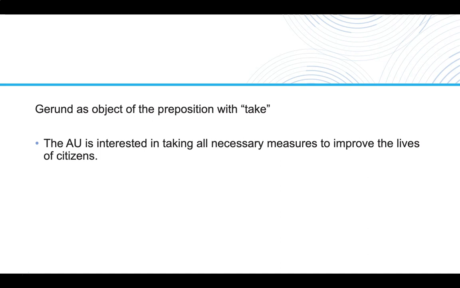Our subject is the AU, but this time we have a phrasal verb, is interested in. Unlike our other sentences, this verb uses the preposition in, which is always followed by a gerund. So the complete object of the preposition is taking all necessary measures to improve the lives of citizens.